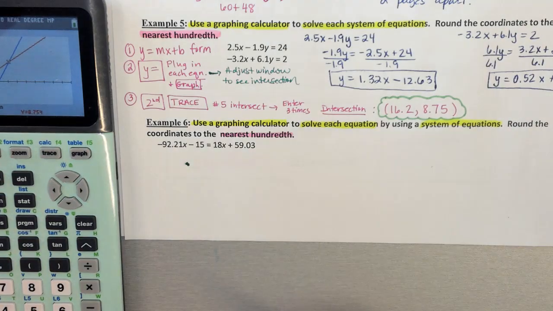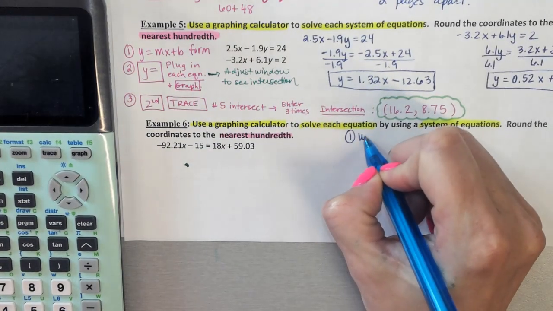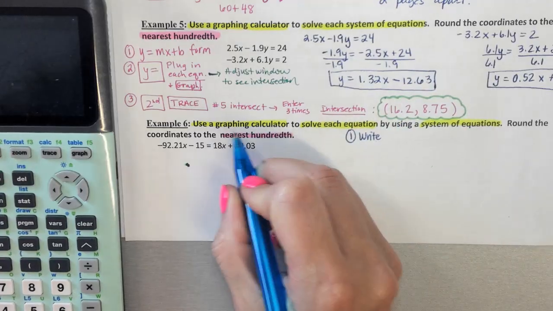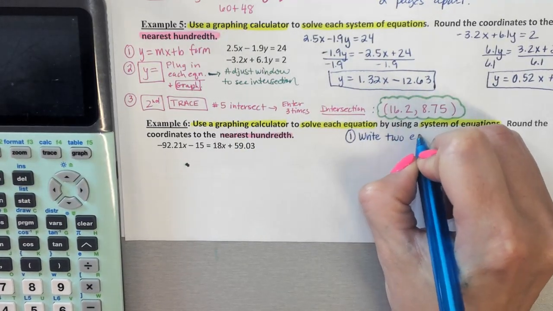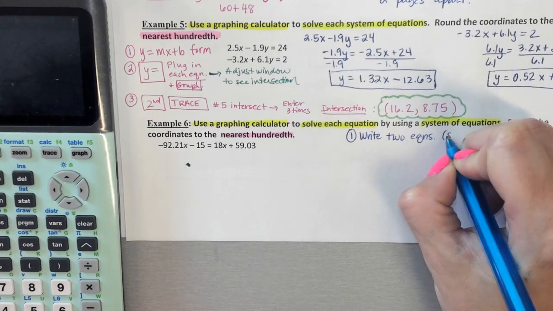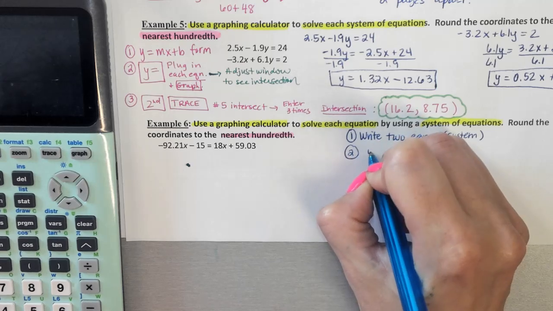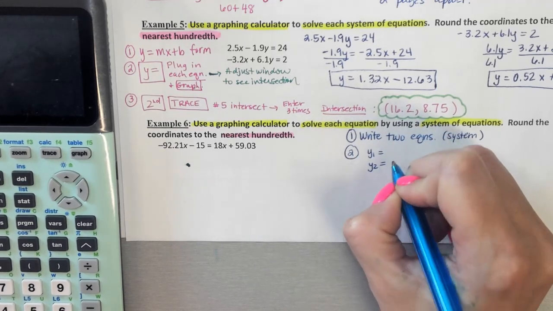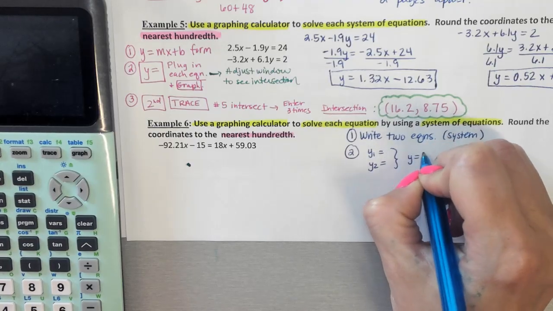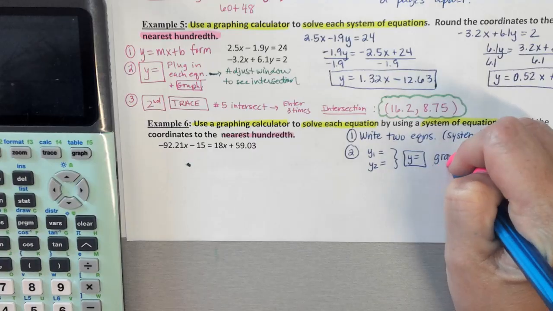And then the first thing we're going to do for this is write 2 equations. That is your system, because it says using a system. So write 2 equations. That's your system. And those 2 equations you're going to plug in for y1 and y2 into y equals, and then you're going to graph.